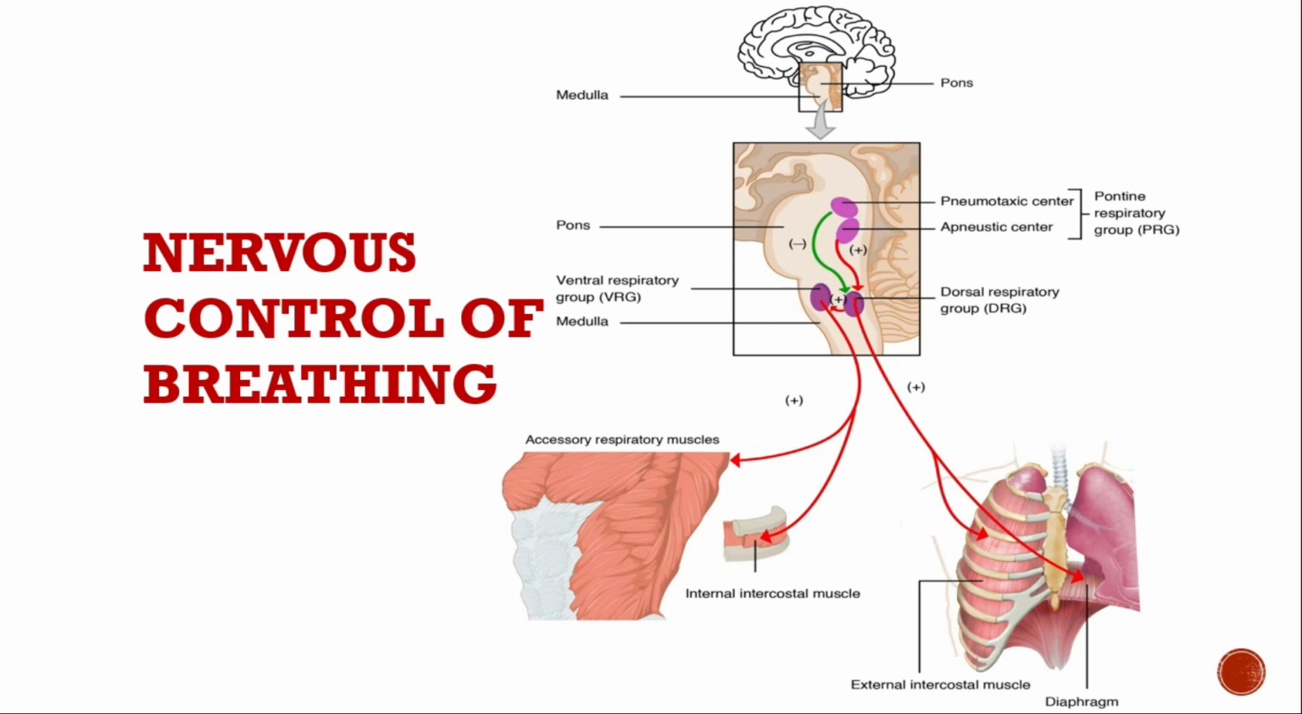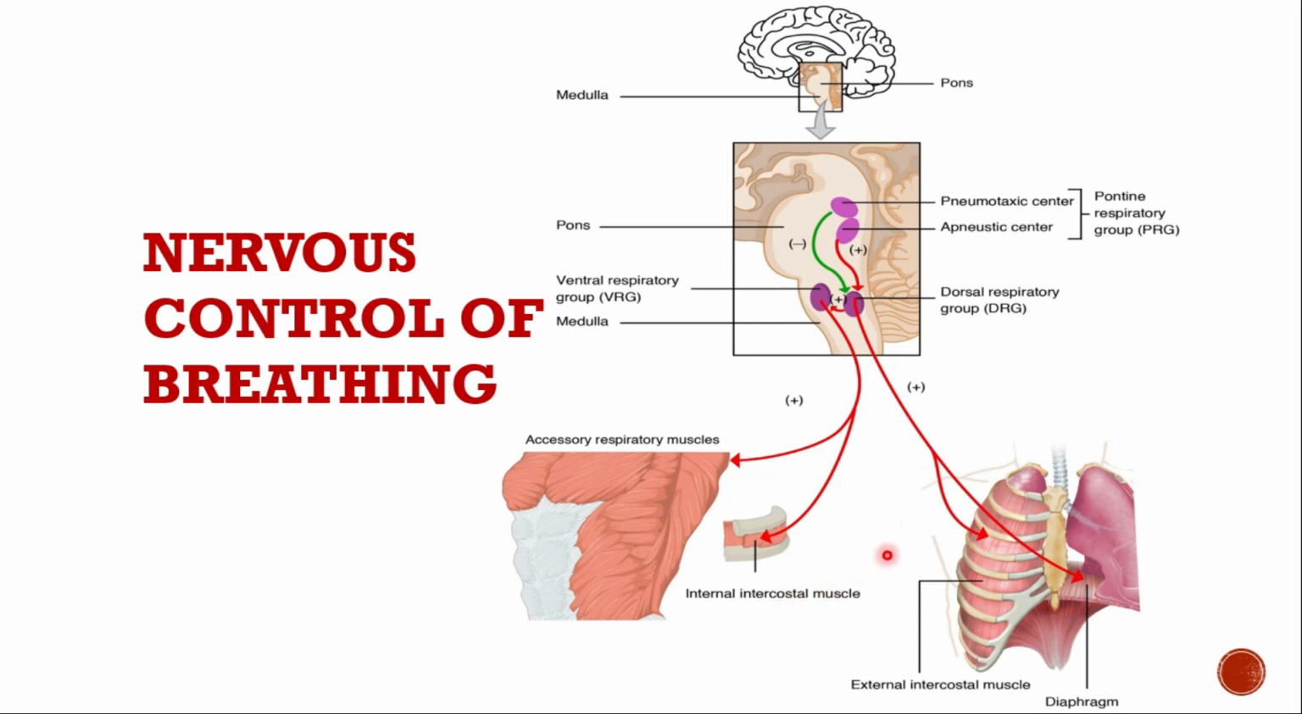These neurons from the respiratory control center send impulses to the primary respiratory muscles via the phrenic and intercostal nerves, which stimulate their contraction. There are three main groups of neurons involved in respiration. The ventral respiratory group controls expiration, and ultimately it controls the internal intercostal muscles.